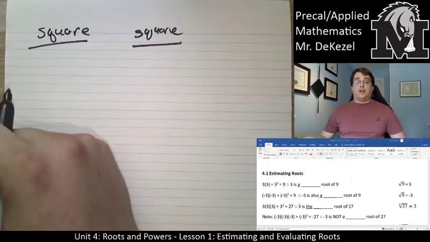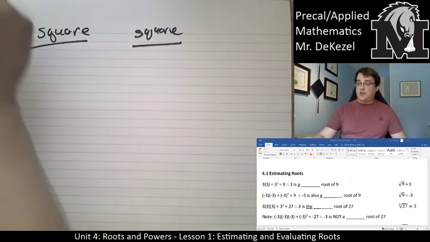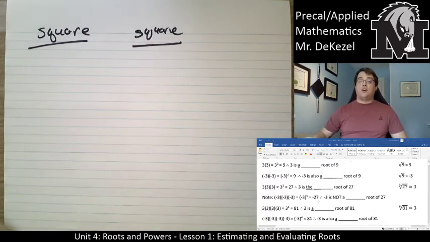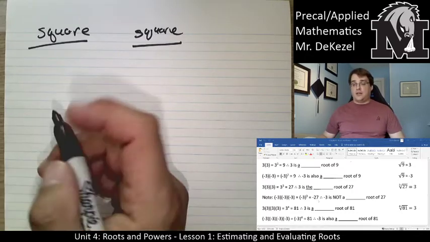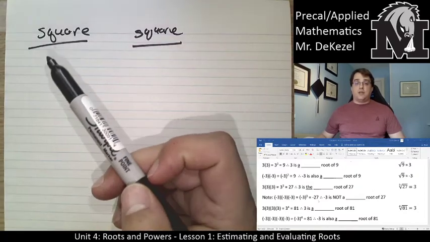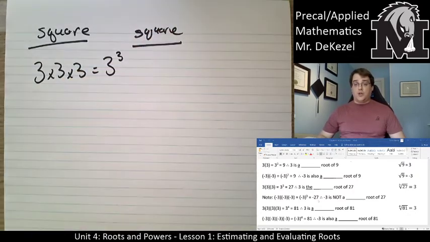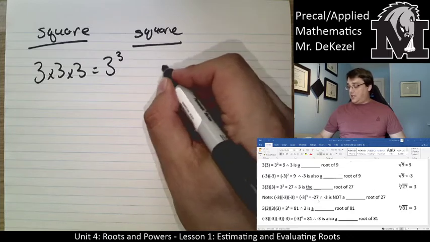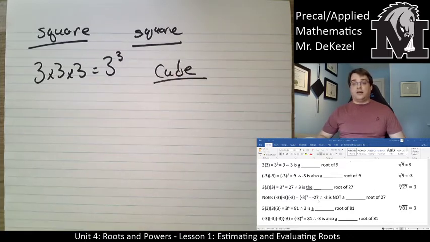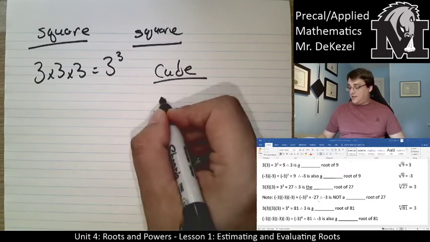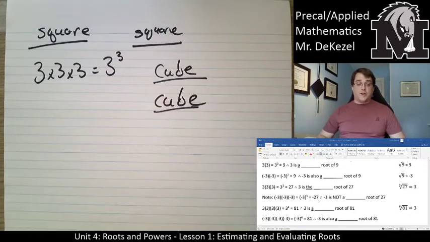It gets a little bit more complicated as we get to cube roots. When we talk about cube roots, that's when we have three numbers of the same that are multiplied together to get a number. So 3 times 3 times 3 is the same as saying 3 cubed. And that means that 3 is the cube root of 27. Negative 3 times negative 3 times negative 3 does not equal 27, however, it equals negative 27. Therefore, negative 3 is not a cube root of 27.